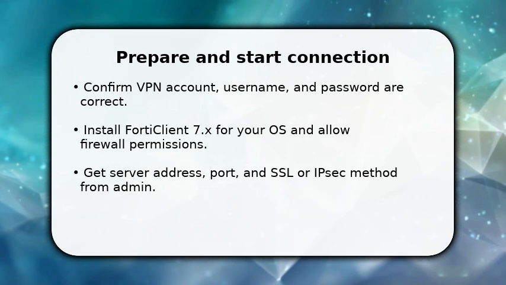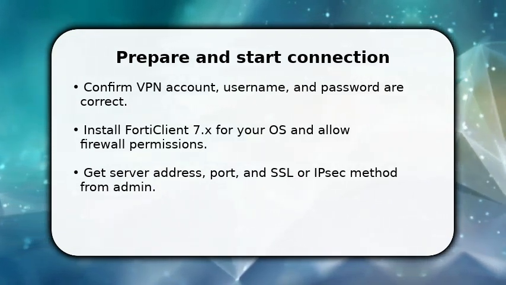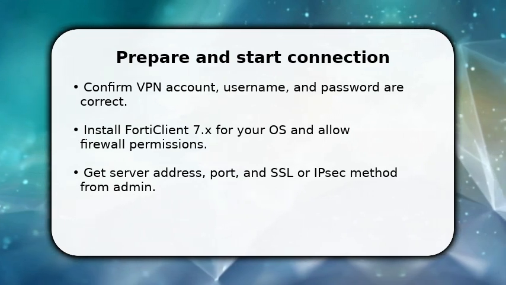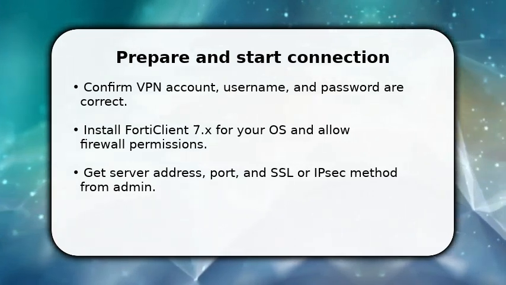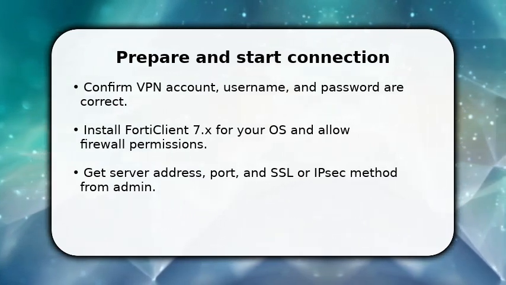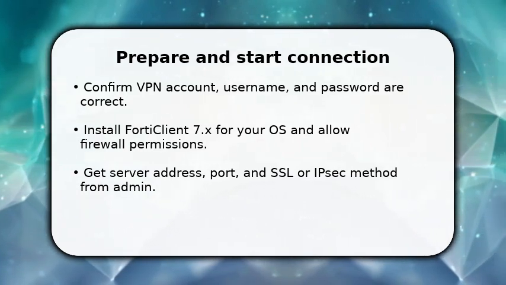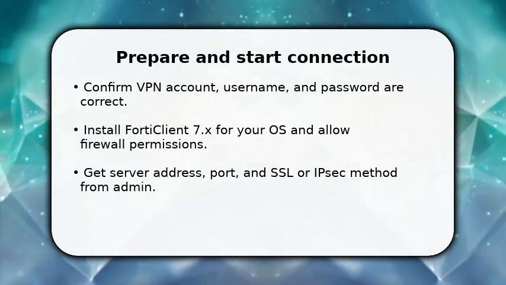Enter the VPN server address and port exactly as provided, select the connection type, SSL VPN or IPsec, and save a profile name you recognize. Make sure your firewall and network allow outbound VPN ports. If you can, test from the same network type you'll use on the road so initial connectivity issues are minimized.